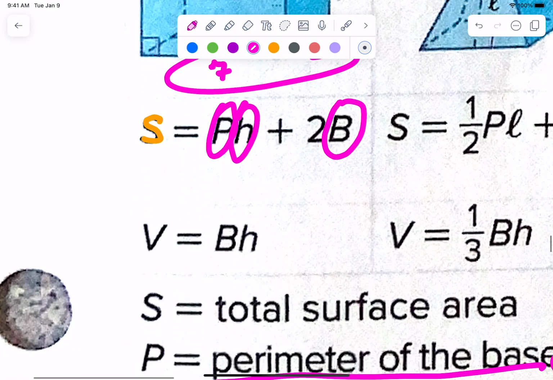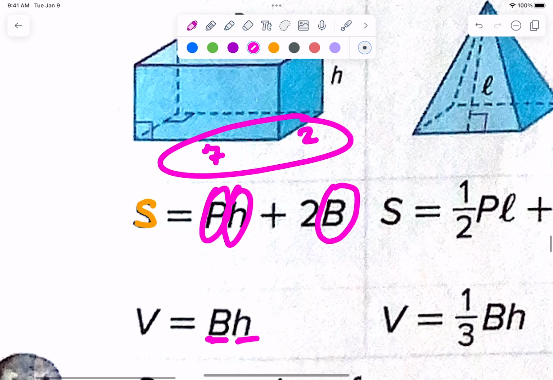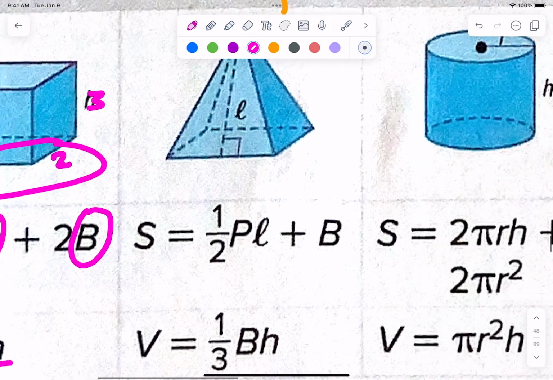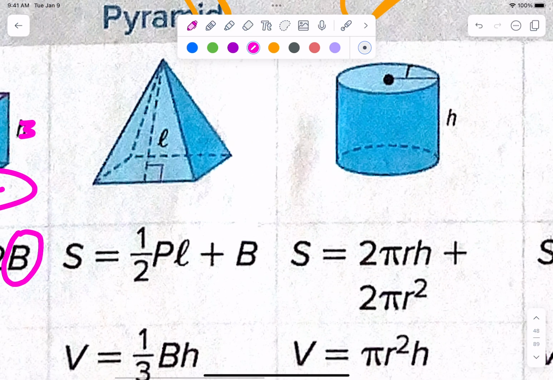Okay, now for volume, I just do capital B times H. Capital B is the area of the base times the height. So it'd be 14 times 3, and that's it. Got it? Let's go over to a pyramid, okay?